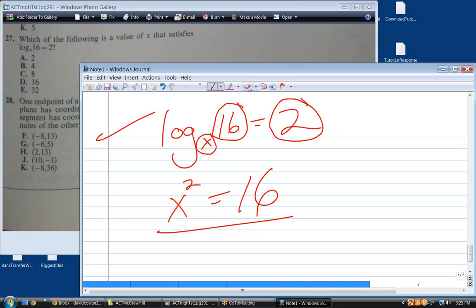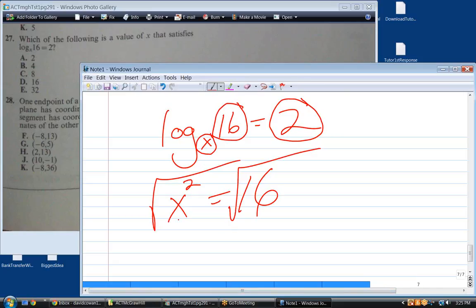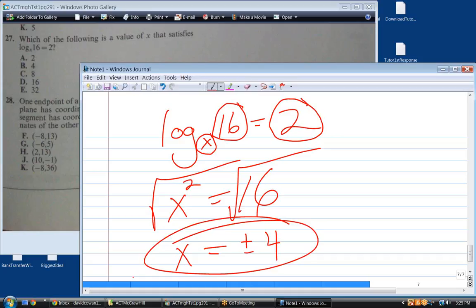Now solve that for x. You just do the square root. In other words, at this step right here, the way I'm going to solve this is I'm going to take the square root of both sides. What's the square root of x squared? x. What's the square root of 16? Plus or minus 4. But in this case, they only have a plus 4 listed on there. So 4 is the answer.